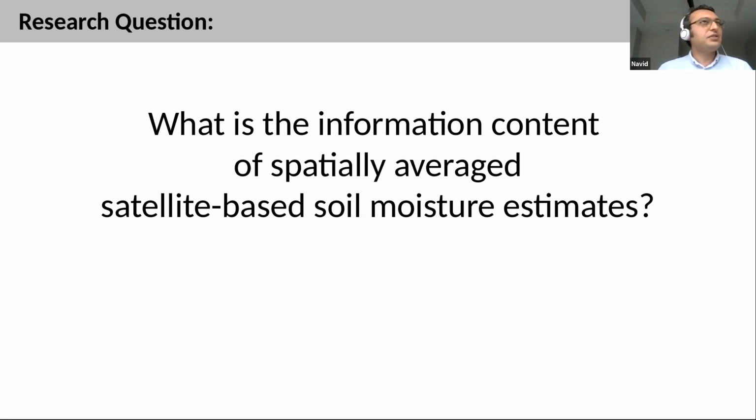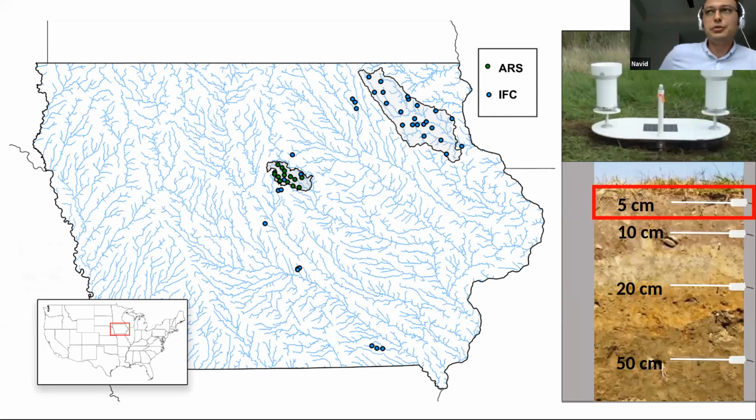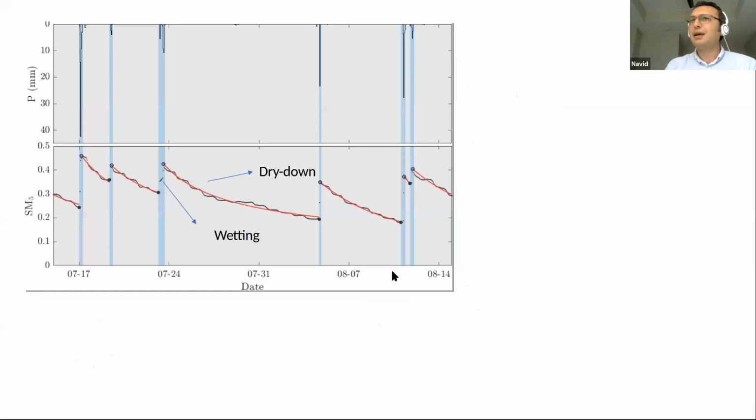To answer this question, we can use soil moisture observations in the field. So I use soil moisture sensors at 5 centimeters in the top layer, which is more relevant to satellite observations, and precipitation observations from dual tipping bucket rain gauges over Iowa, which is an agricultural region. I have two watersheds. For example, if we go to one of these sites and plot the data for the precipitation and the soil moisture, we can see how much precipitation affects the soil moisture dynamics.